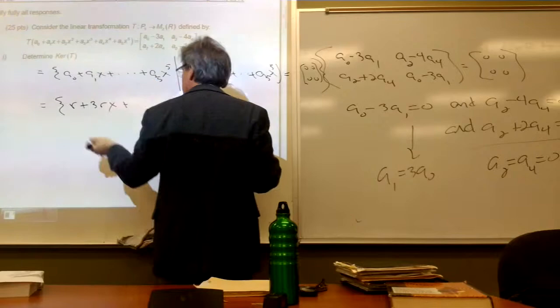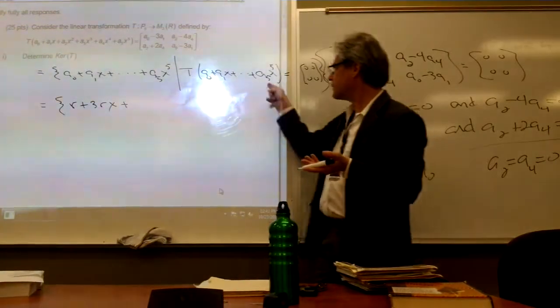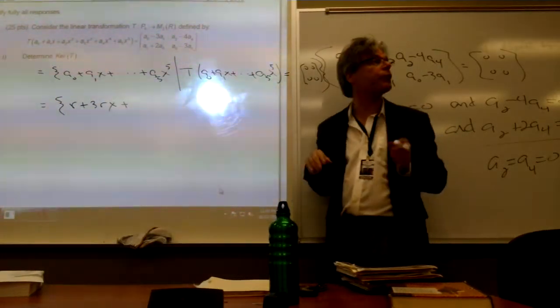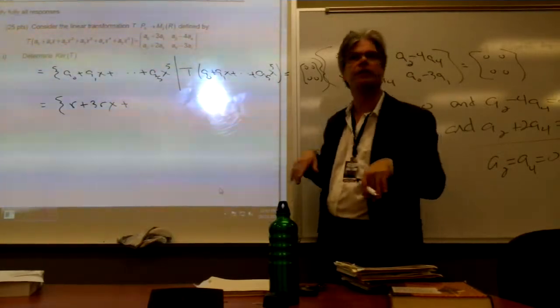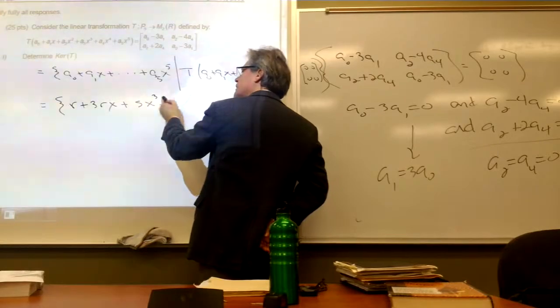And I said a sub 3 was, well, what does a sub 3 have to be so that this thing is equal to the zero vector? Anything. Call it a sub 3 x cubed, that works fine. I'll call it s x cubed. Do you mind if I list the next one as t x to the 4th?